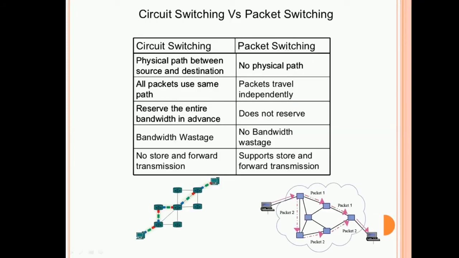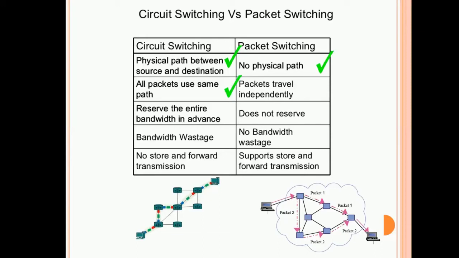So now we are going to see what is the difference between circuit switching and packet switching. Physical path between source and destination: a physical wired path is there between the two computers, or two landline connections. Got it? A physical wired path is there in circuit switching. In packet switching, there is no physical wired path; there may be satellite connections. Then all packets use the same path.